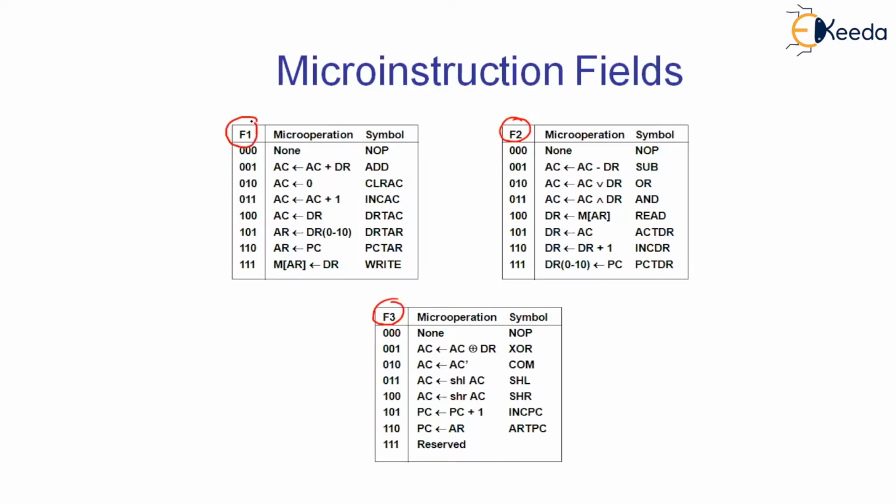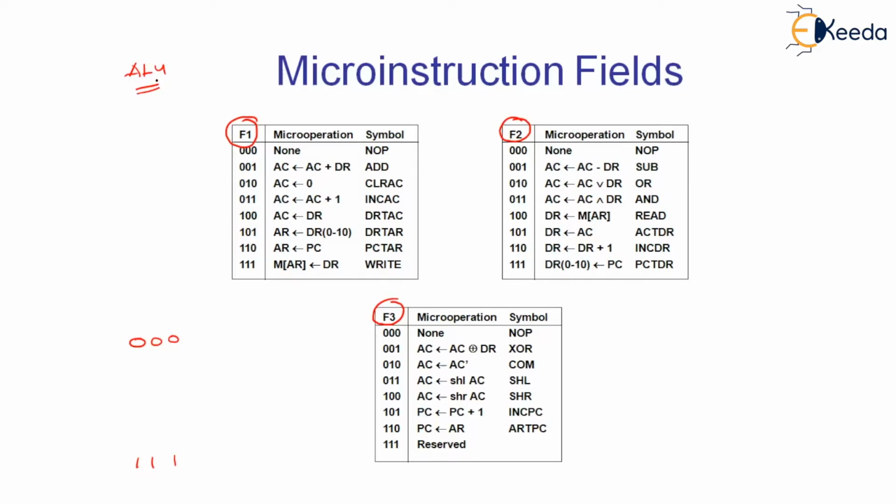In F1, mind you, I have 3 digits. The combinations for 3 digits could be from 000 to 111. Similarly, F2 and F3 are also 3-bit fields. Each field is going to specify some micro operation as given in the table. In F1, 000 means there is no operation. 001 stands for addition. An addition operation is going to be performed. The ALU is going to perform an addition operation.